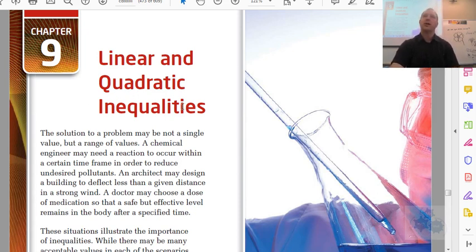So think about it this way. We're not talking about the points that are on the line. We're talking about all of the points that are either above the line or below the line. So we're talking about a range of values, not one specific value or one specific set of points that equals, that is on an equation. So how does that translate?